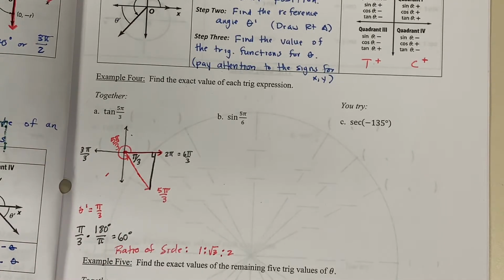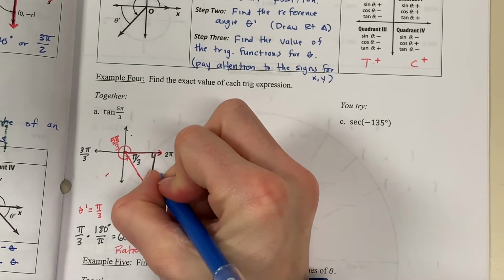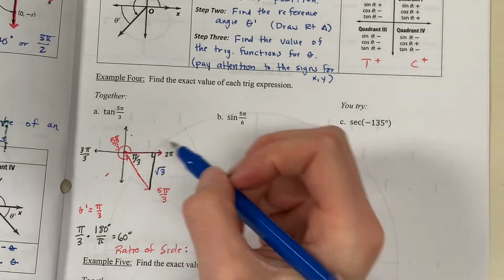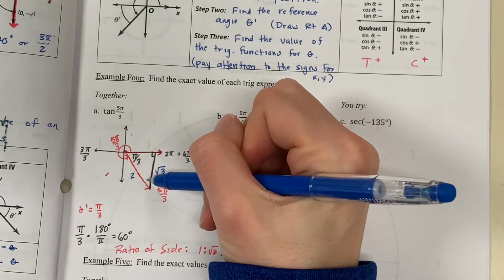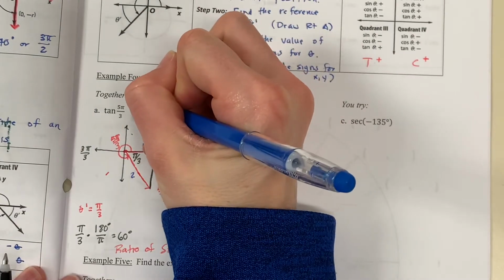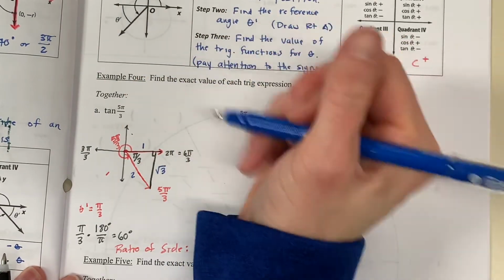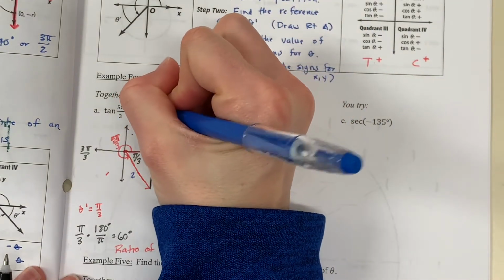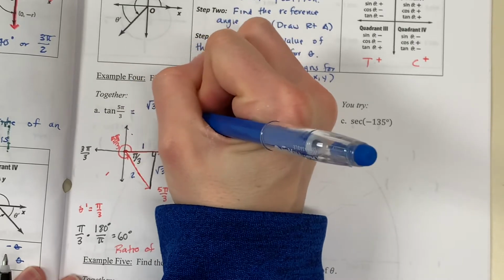If pi over 3 is 60 degrees, then the side opposite is the long leg, which is radical 3. My hypotenuse is 2. This would have to be my 30 degree angle, so the side opposite, the short leg, is 1. So I have side lengths 1 to radical 3 to 2, because no matter what lengths I would actually be given, it always simplifies to 1 to radical 3 to 2. Now I want to find the tangent of this angle. Tangent, remember, is y over x, or opposite over adjacent. The opposite side is radical 3, and the adjacent side is 1.